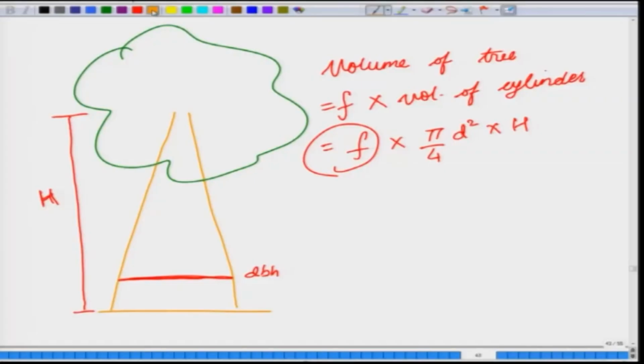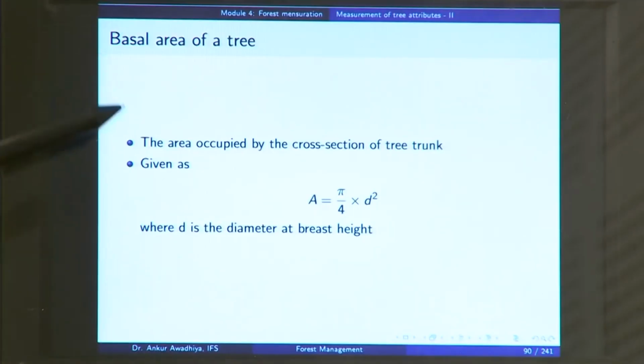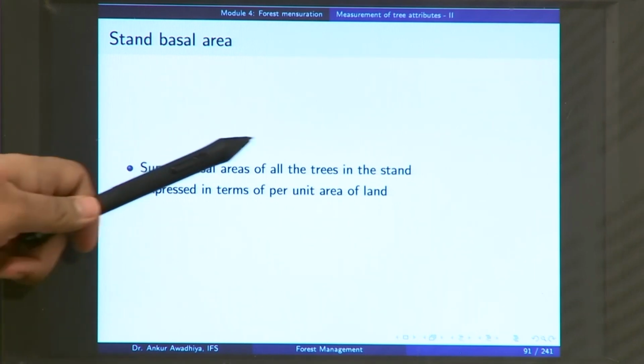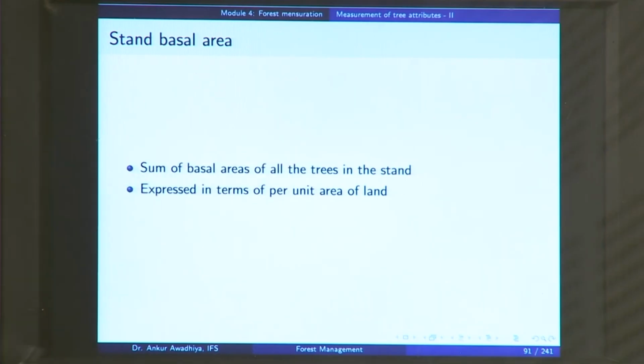Now, this pi by 4 d square, or the area of this cross section, goes by the name of the basal area of a tree. So, basal area of a tree is the area occupied by the cross section of the tree trunk, given as pi by 4 d square, where d is the diameter at the breast height. And if we add up the basal areas of different trees in our stand, we will get the stand basal area, which is the sum of the basal areas of all the trees in the stand, and it is generally expressed in terms of per unit area of land.